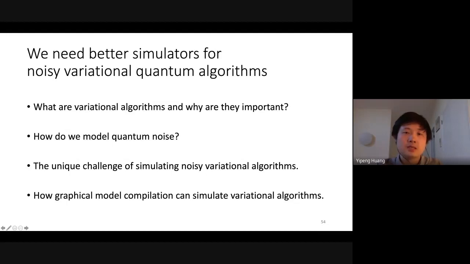As an overview and background, I talked about what those algorithms are at the beginning of the talk. I talked about what the various noise models are. I talked about why simulating these algorithms is uniquely challenging. And finally, I went into detail about how we can use classical AI Bayesian networks to do that simulation.